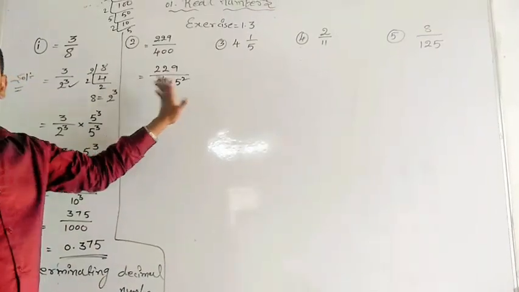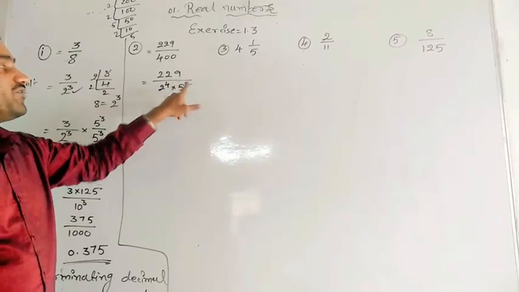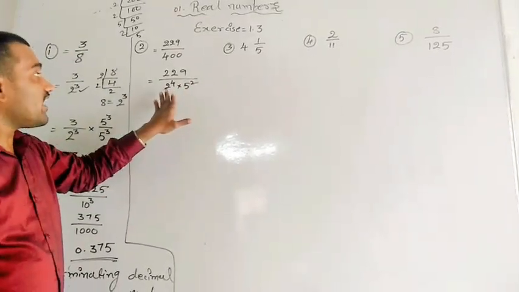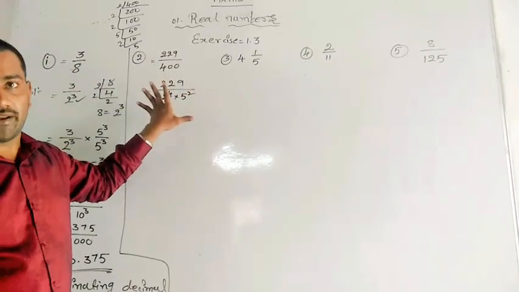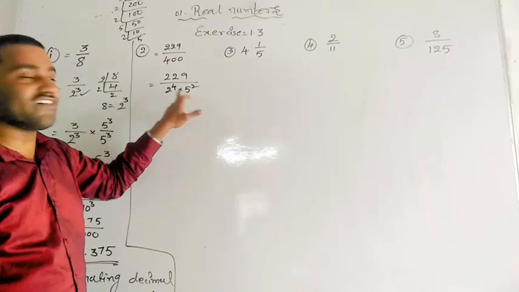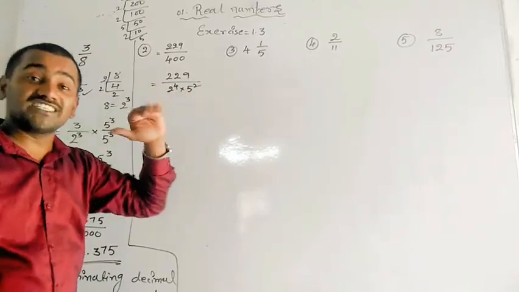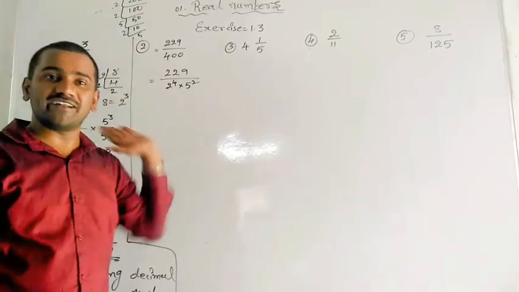Now, is it terminating or non-terminating? Directly we can tell it is in the form of 2 to the power of n into 5 to the power of m. Not any other number other than 2 and 5 is appearing. By factorizing this 400, we got only 2 and 5 in the prime factorization. So it is a terminating one. Directly we can tell that these are terminating.